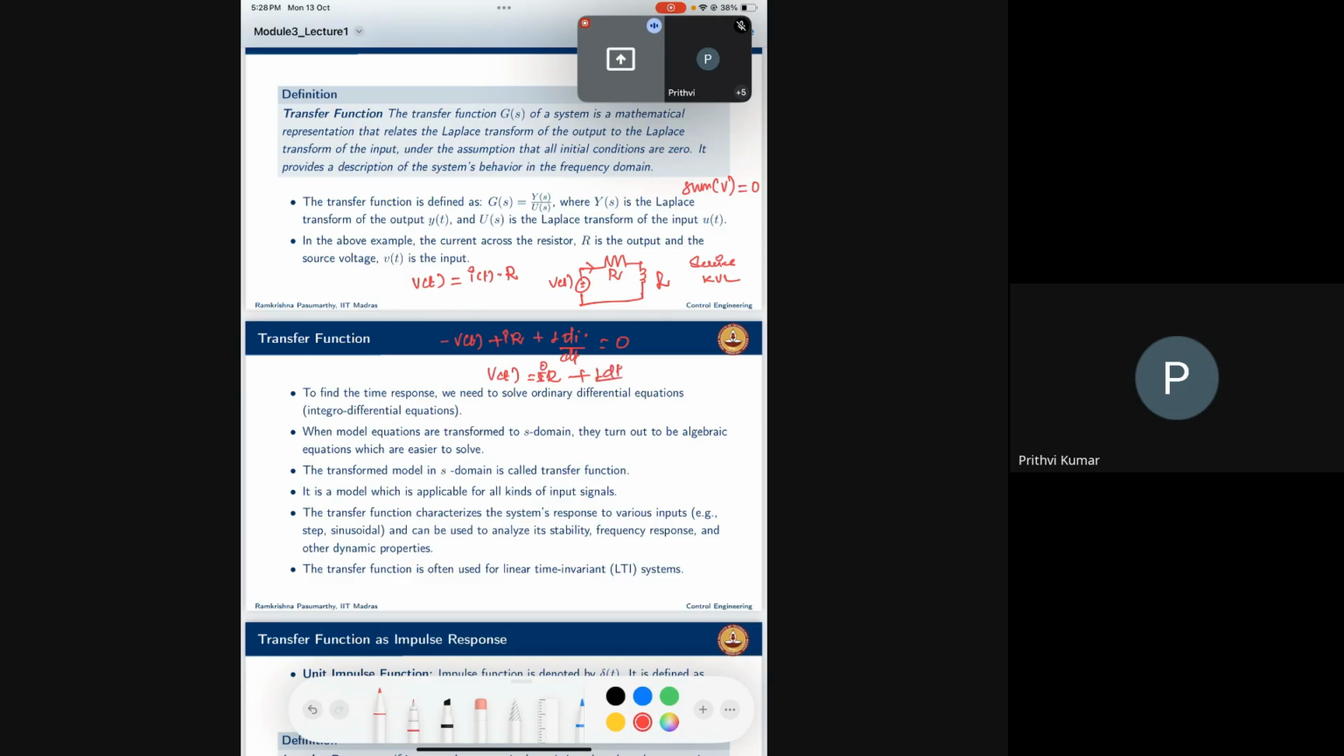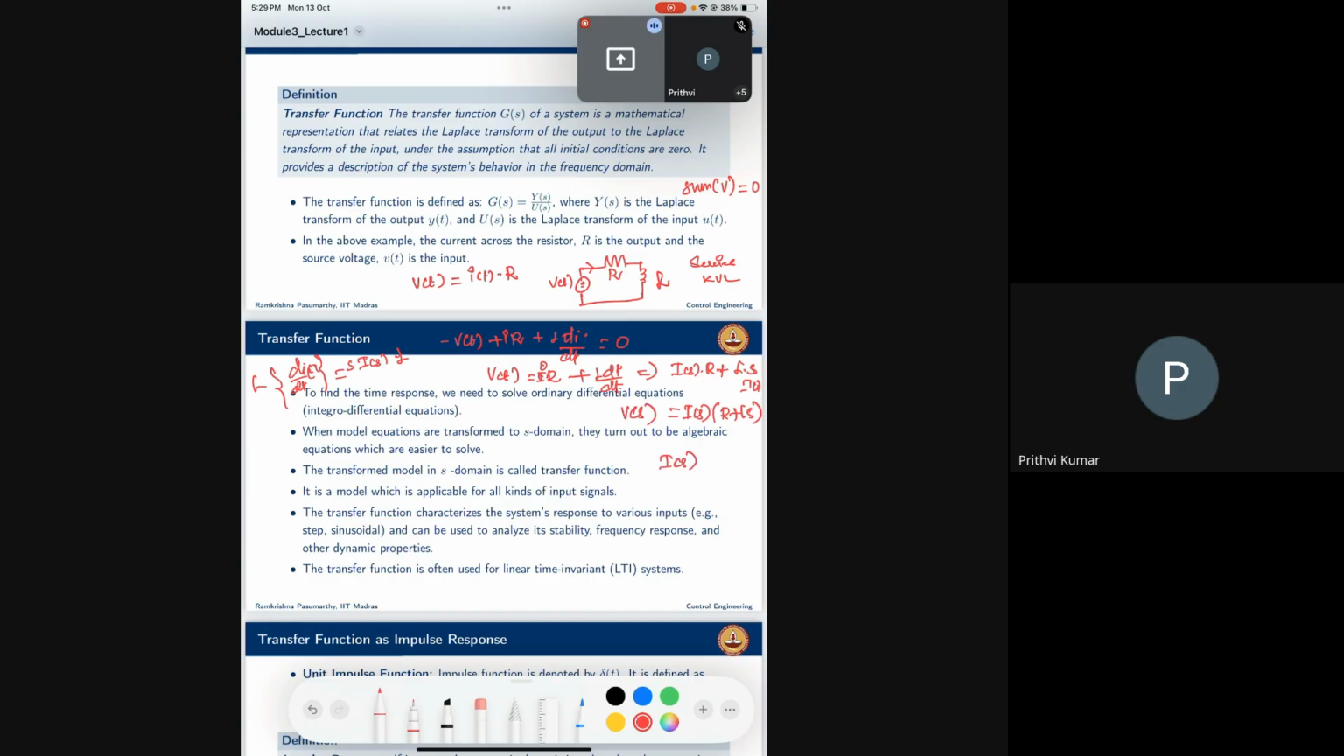L di by dt. If you want to take the Laplace transform of it, this will give me I of s into R plus, di by dt becomes s, right? So it will become L into s, because the differentiation di by dt will become I of s into L into s. L is a constant, so taking I of s common, this will become R plus Ls. The left hand side becomes V of s.